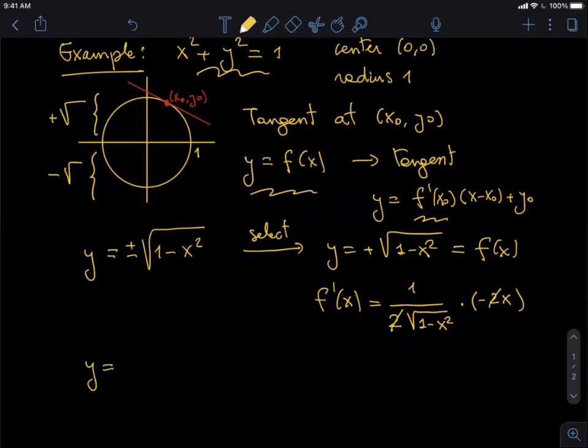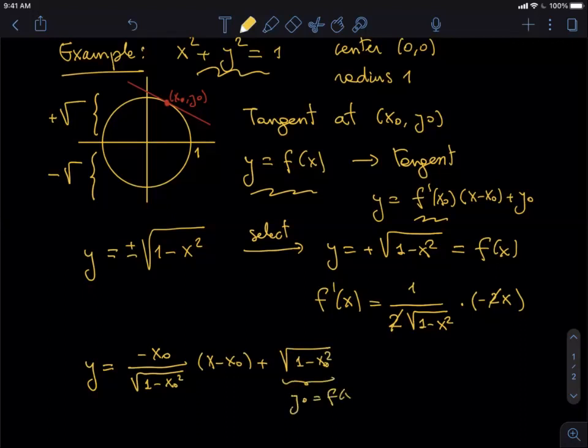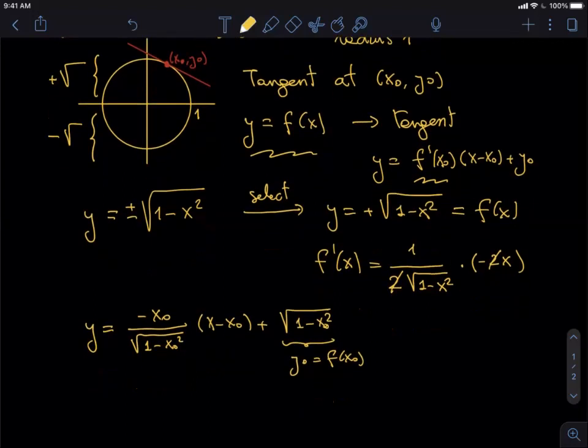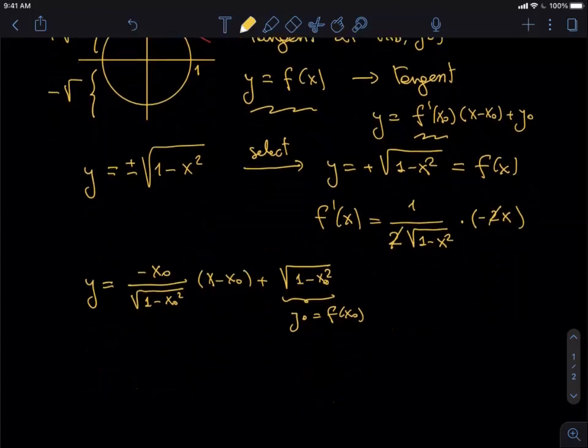So if we want, we can write the whole thing. So this would be minus x0 divided by square root of 1 minus x0 squared times x minus x0 plus y0, which is the square root of 1 minus x0 squared. This is the y0, which is f of x0. And this, you give me a point, this will give you the tangent. But it's not easy. I hope I convince you about that. There is a second way. There is an alternative way to do this.